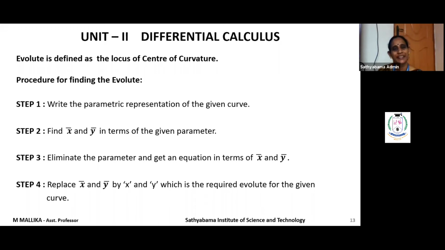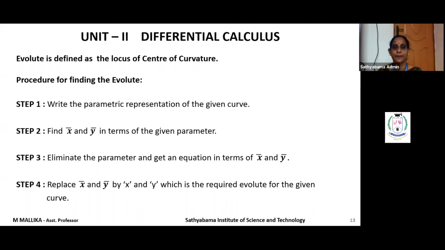What do you mean by a parametric representation of the curve? When you have a curve equation, normally the equation of a curve will be in terms of y and x. Parametric representation means the equation won't be in terms of y and x. Instead, your x and y will be in terms of another variable which you normally call the parameter t. That is why it is known as parametric representation. So step one is to write the parametric representation of the given curve.